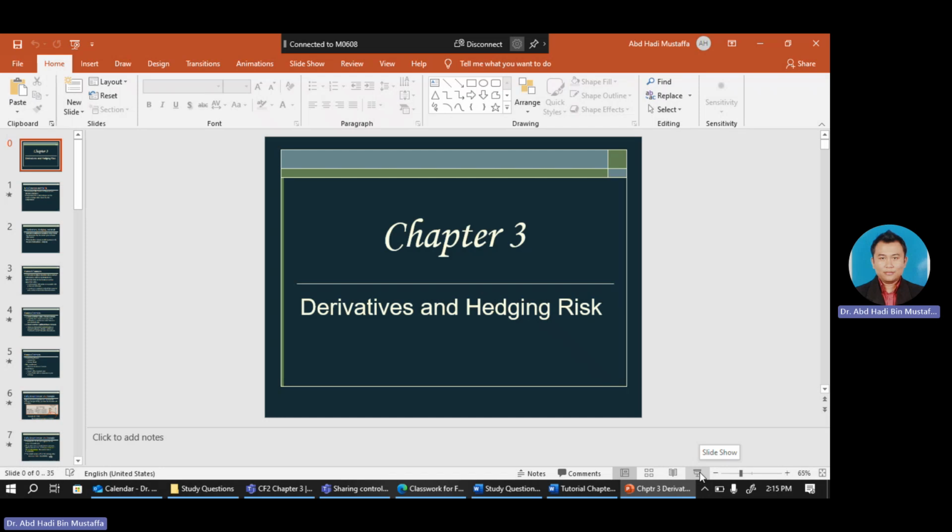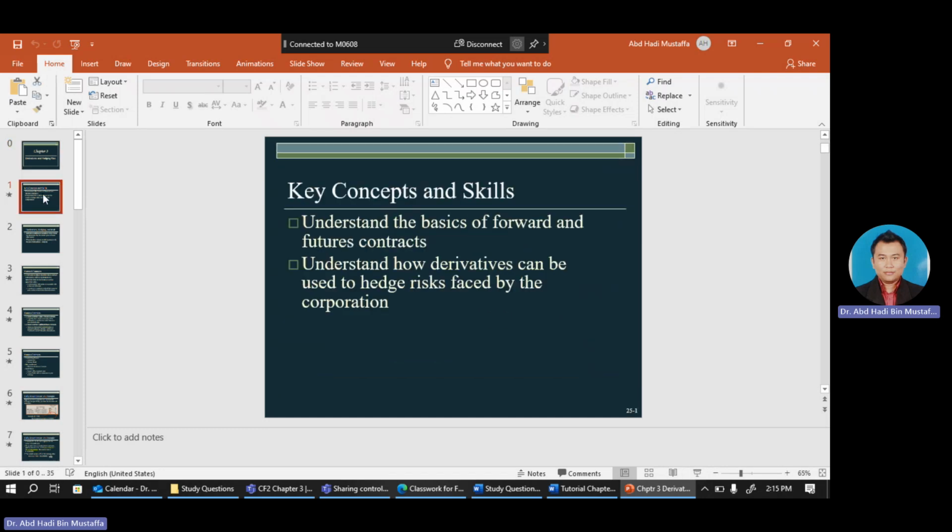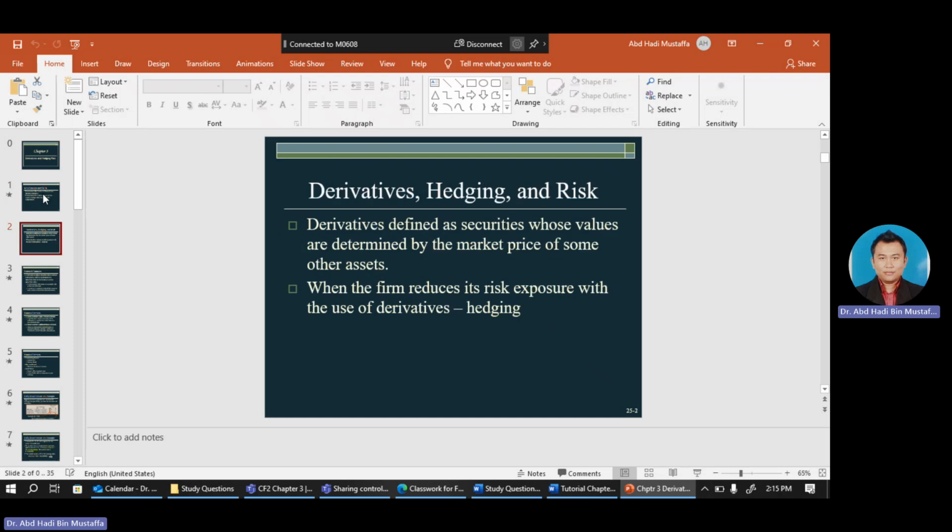Okay, as far as derivative is concerned, I think Hani is the only one who has an advantage because she already learned futures and options before. Yeah, so she has extra knowledge on this one. If you look at chapter 3, I'm focusing on some of the important slides here.